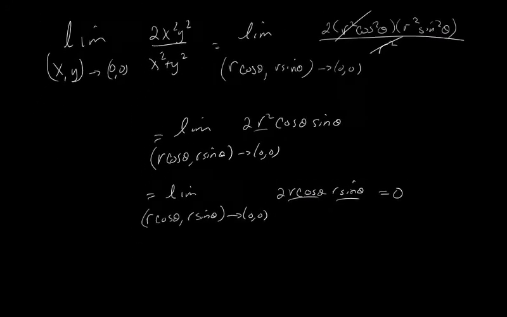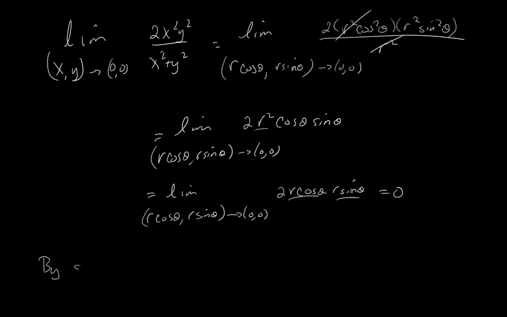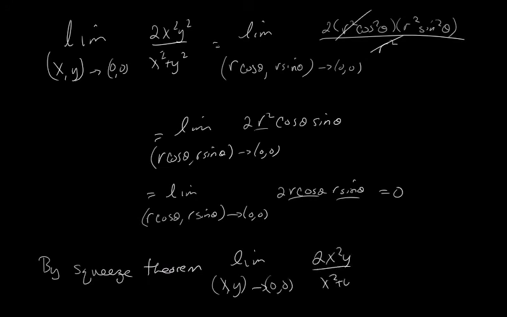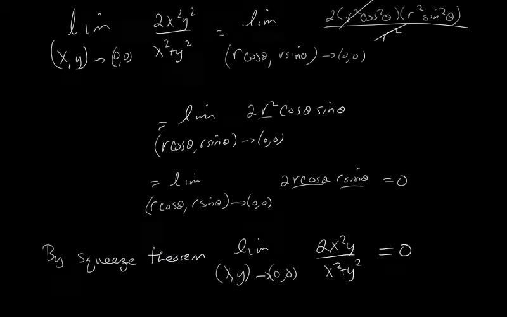Therefore, by the squeeze theorem, the limit as (x, y) goes to (0, 0) of 2x squared y over x squared plus y squared is equal to 0. So the limit here exists.